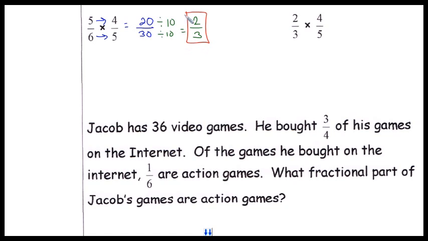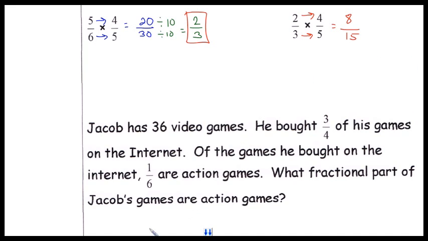And this is my final answer, 2/3. Now the next one, it says 2/3 times 4/5. We're going to go through the same process. 2 times 4 is 8, and 3 times 5 is 15. Okay, and this one is already reduced all the way down, and I'm going to show you why before I circle it.